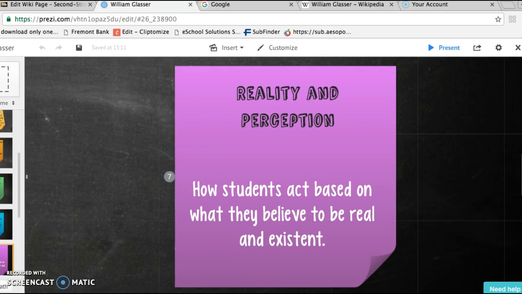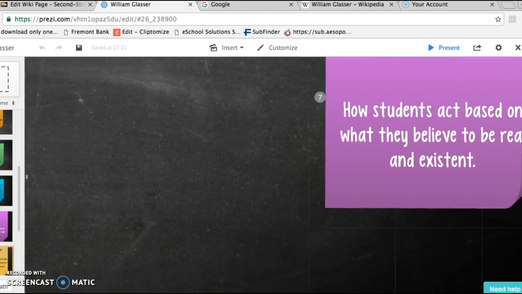Then you have reality and perception, and this is my favorite one because I try to incorporate this in my classrooms as much as possible. This is how students act based on what they believe is real. If we're teaching something and the students feel it's not important or meaningful, that's because they don't know if it's real or fake. Most of the time they don't feel it's important because they ask, why am I learning this? That's always the main question. So if teachers make students see how this is relevant to the real world, then students become more appreciative and actually want to learn the material. So that's the reality and perception part.